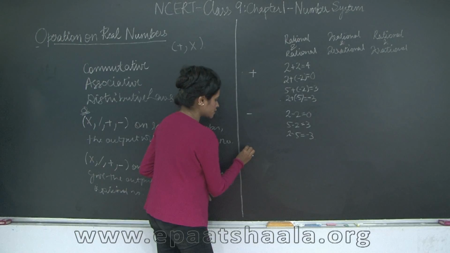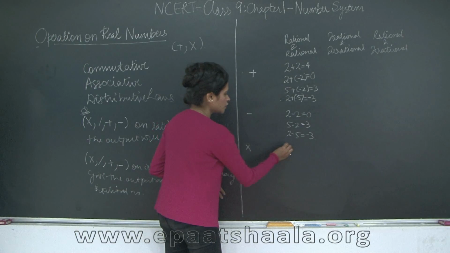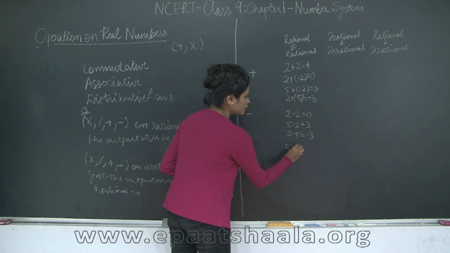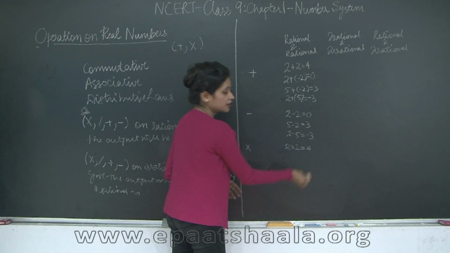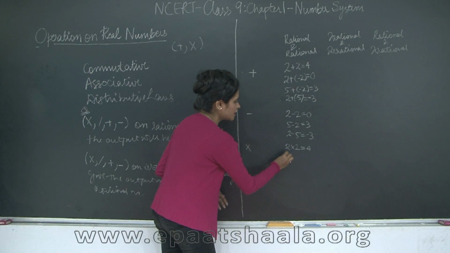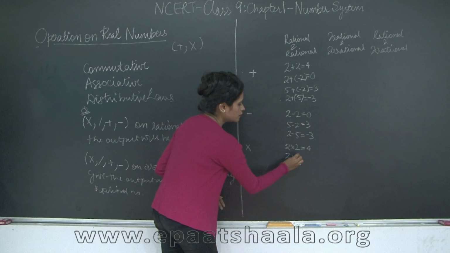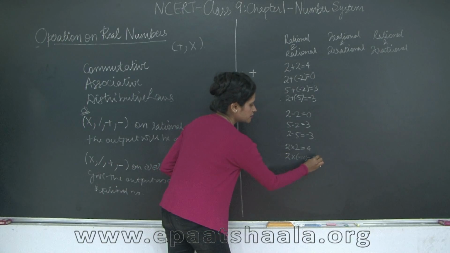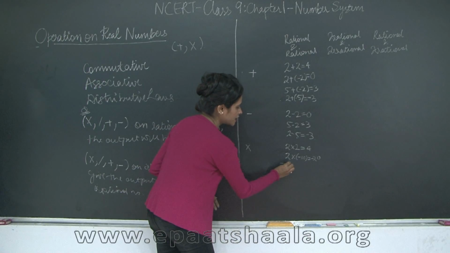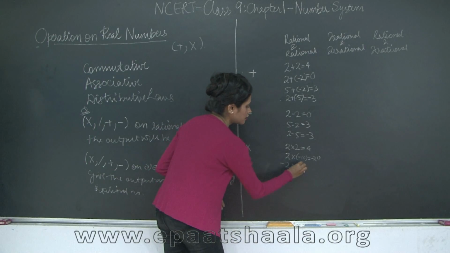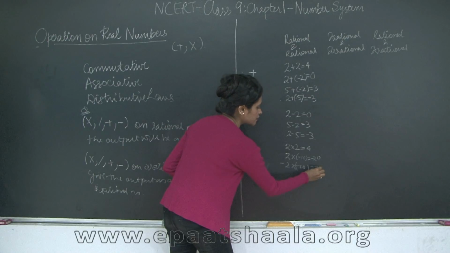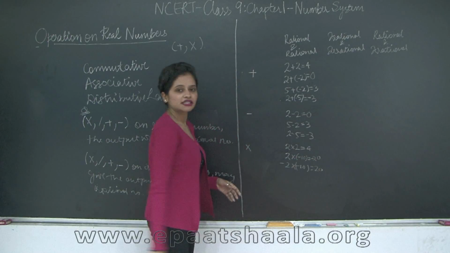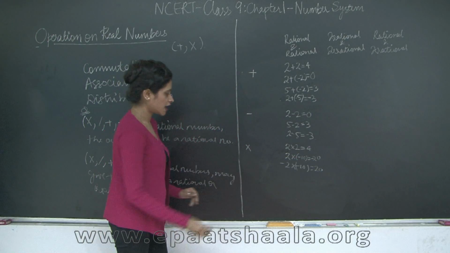How about multiplication? I take 2 into 2, it's giving me 4. 4 is a rational number. Similarly, 2 into minus 10 is giving me minus 20. Similarly, minus 2 into minus 10, it's going to give me 20. So 4, minus 20 and 20 are all rational numbers.